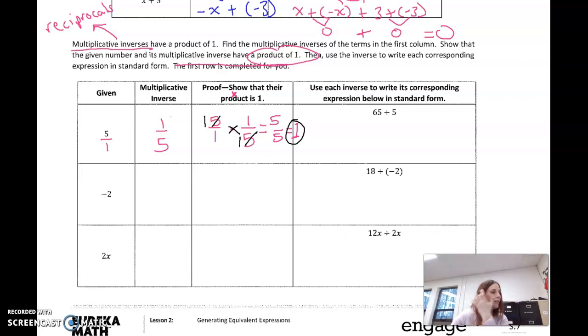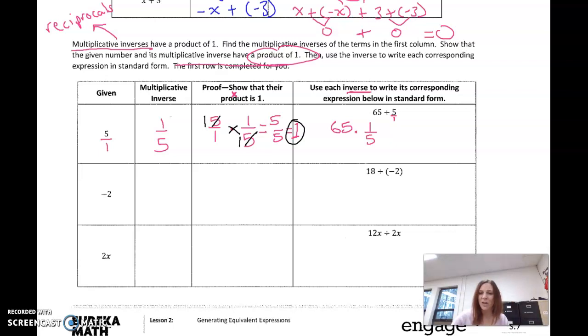We tend to get really wordy here. Let's simplify 65 divided by 5. Now don't just type it into a calculator. Let's think of it in terms of having an inverse. This we can rewrite as 65. Instead of dividing by 5, we can think of it as multiplying by the reciprocal.